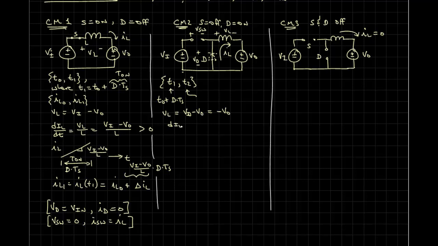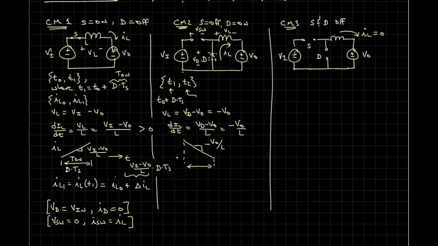The time rate of change of the inductor current is now going to be negative. It'll be equal to minus VD minus VO over L, which is just minus VO over L. So the inductor current is going to come down at a slope of minus VO over L.